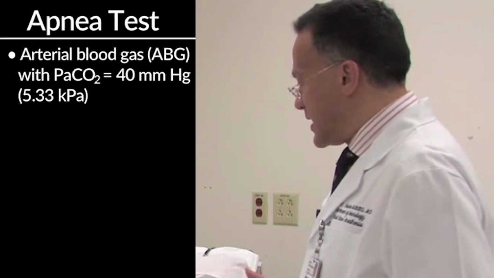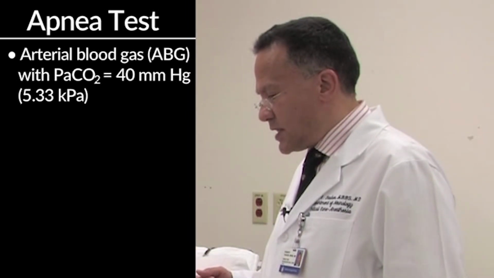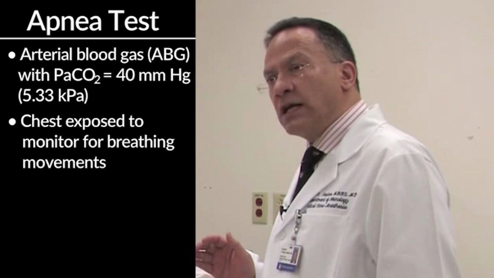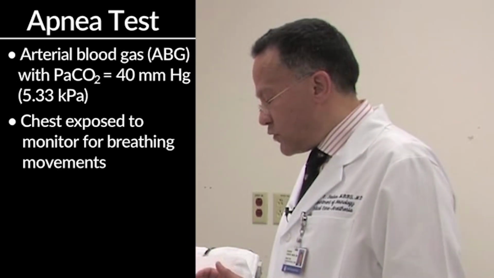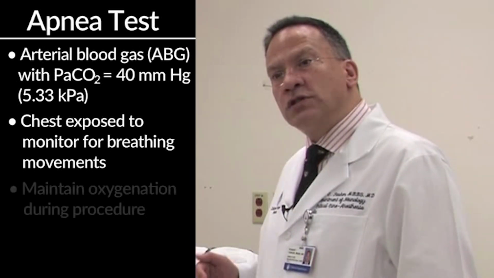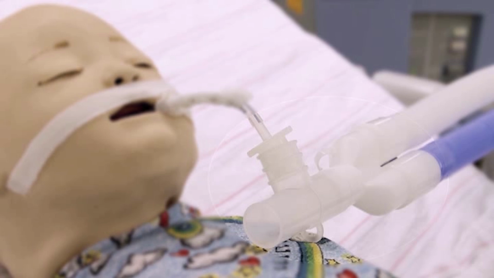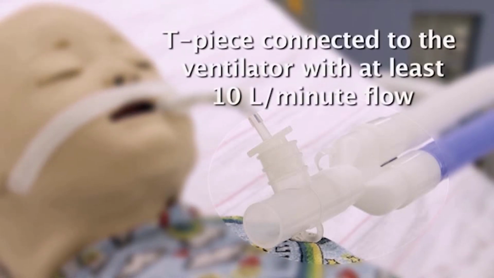We then proceed to the apnea test, and there are a couple of ways of doing this. We need to have the child's chest exposed so that we can actually see any breathing movements, and then we want to try and maintain oxygenation during the procedure. After disconnecting the child from the ventilator, we can use a T-piece connected to the ventilator with at least 10 liters per minute flow through that.